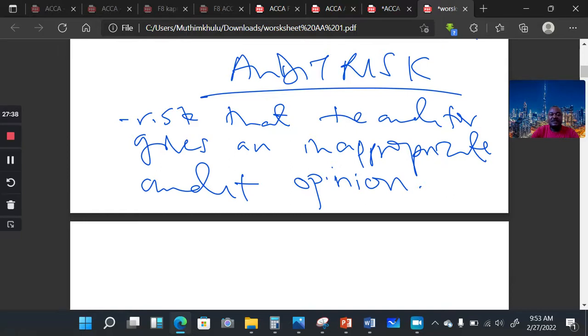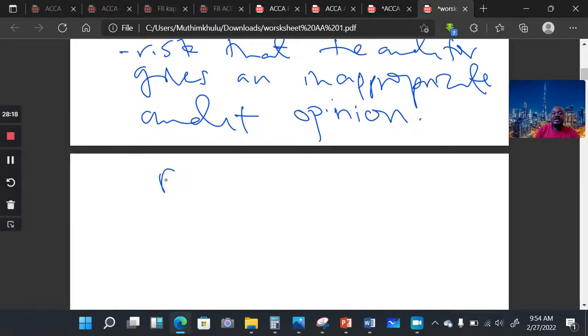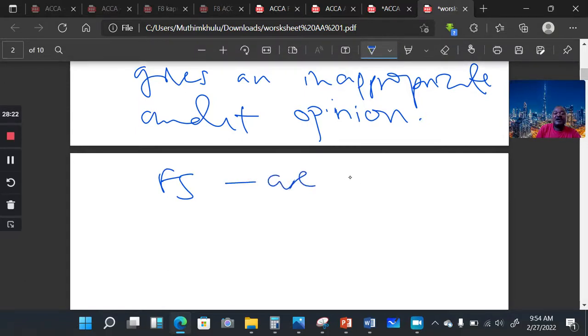So the auditors might come with an opinion that says that the financial statements have been prepared or are presenting a true and fair view of the operations and financial position of the company concerned. That might be their opinion, but the danger is they might say so when in actual fact those financial statements have not been prepared in that respect. So it's either way. The auditor could say FS are not true and fair, or FS are true and fair.